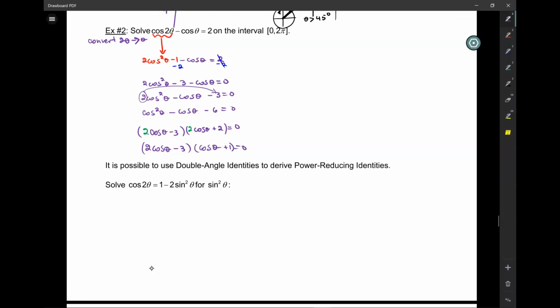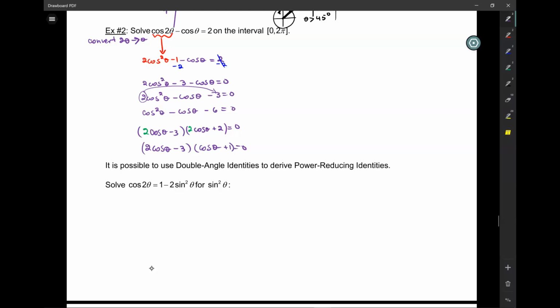Why did you do cosine? Why wouldn't you do 2 cosine plus 2 and then cosine theta minus 3? How do you know you can get rid of the 2 on the side of another? Oh, because you look at each parenthesis and see if you could divide both terms by the same number. Okay. And that one you can, that one you can't.